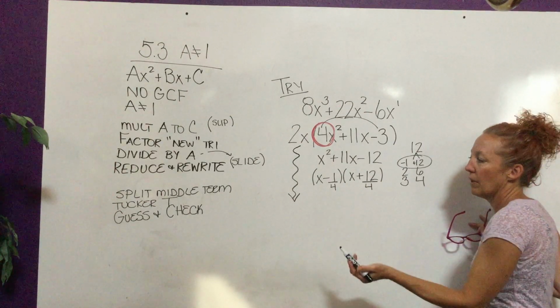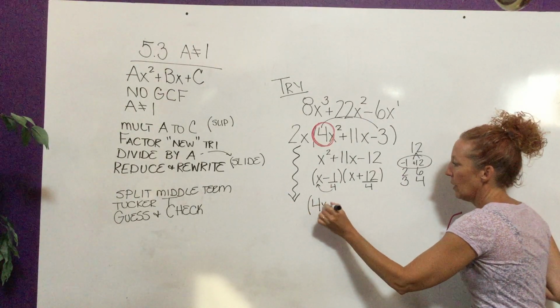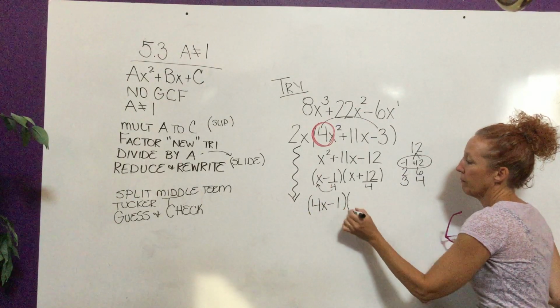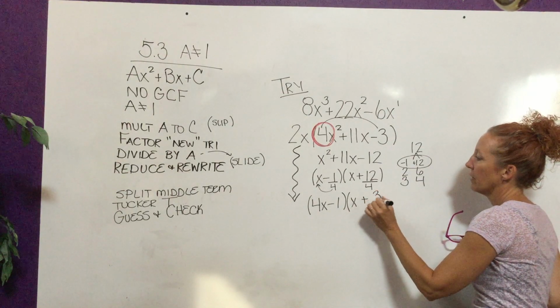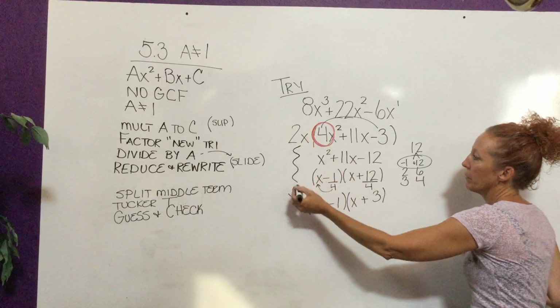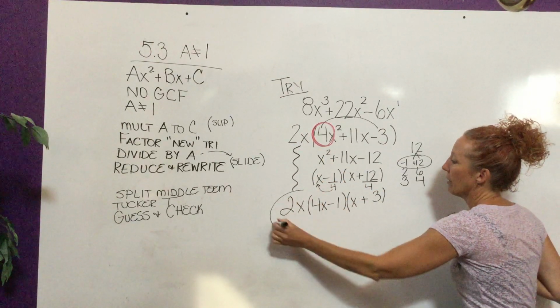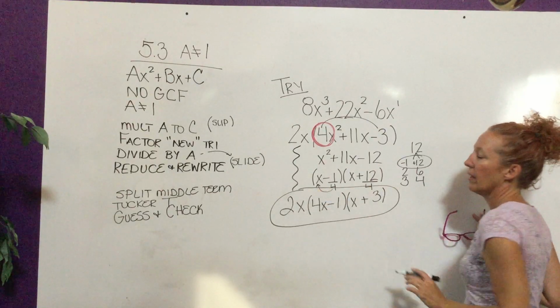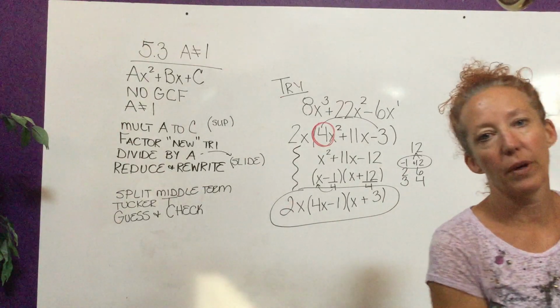I'm going to reduce. You can't, so I'm going to slide that 4 right there. 12 over 4 is 3, so x plus 3. And because I made this really obnoxious squiggle right here, that is my visual reminder to not forget to write the 2x out front. So that is 5.3.